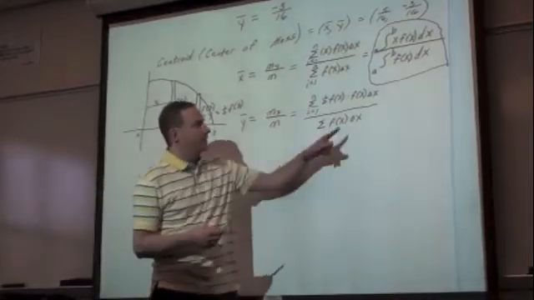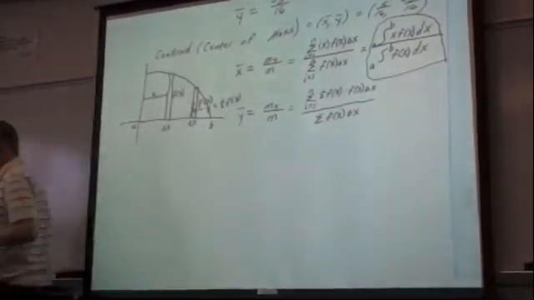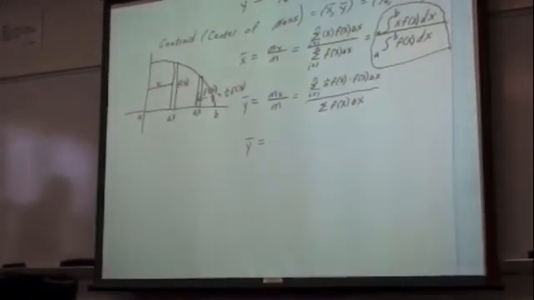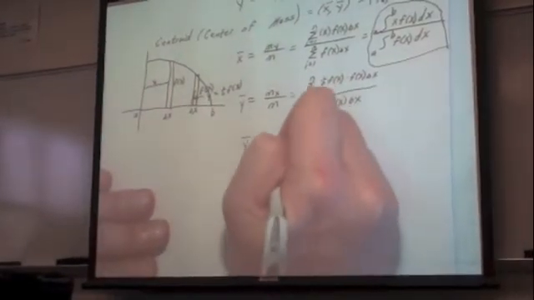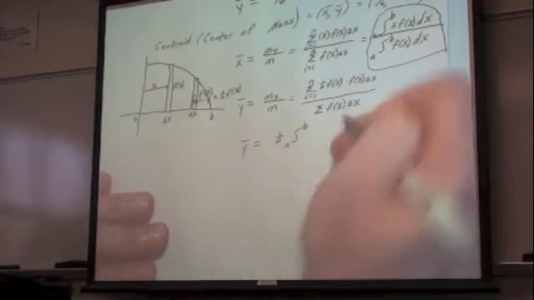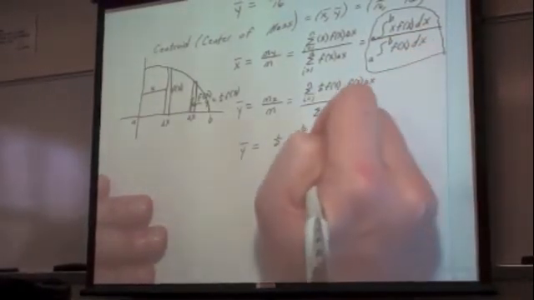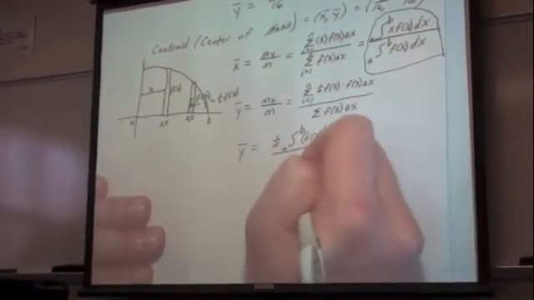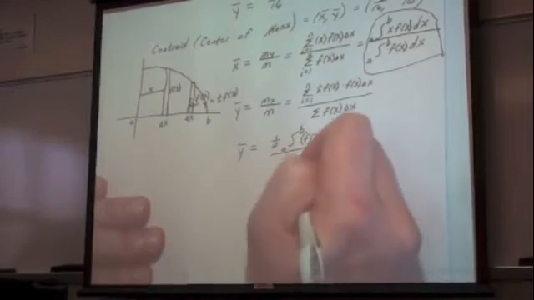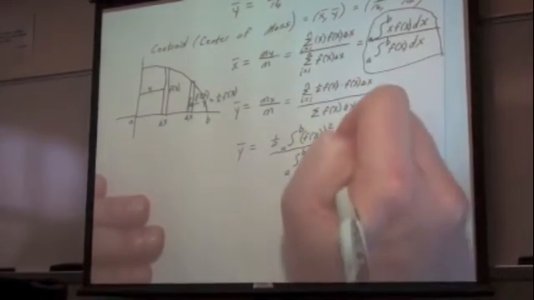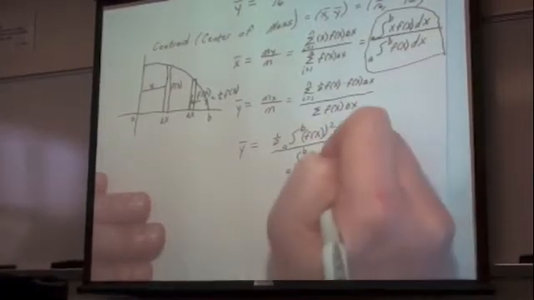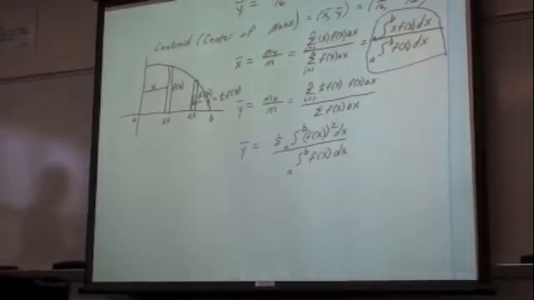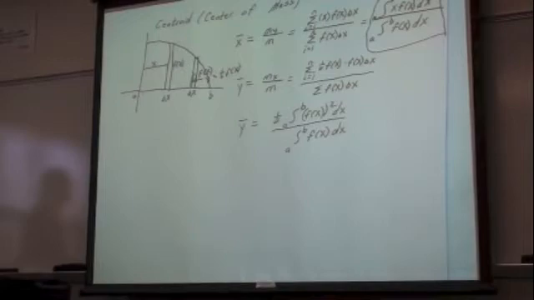Okay, so now I'm afraid I've run out of room here, so I'll come down here. The average y value, hopefully you can see, is just going to be 1/2 times the integral from a to b of f of x quantity squared, divided by the integral from a to b of f of x dx. Does it make sense where those came from, guys?